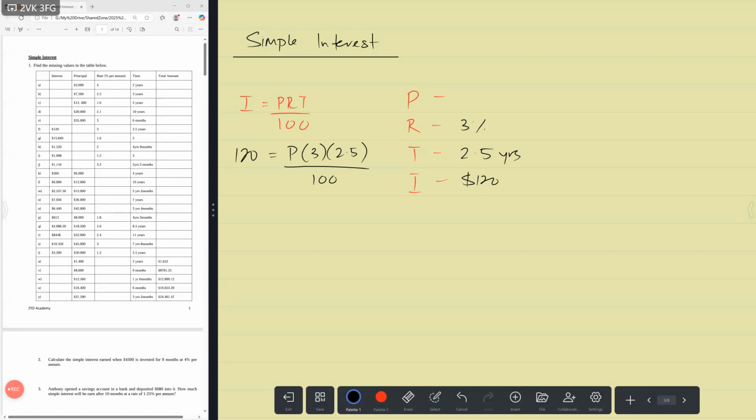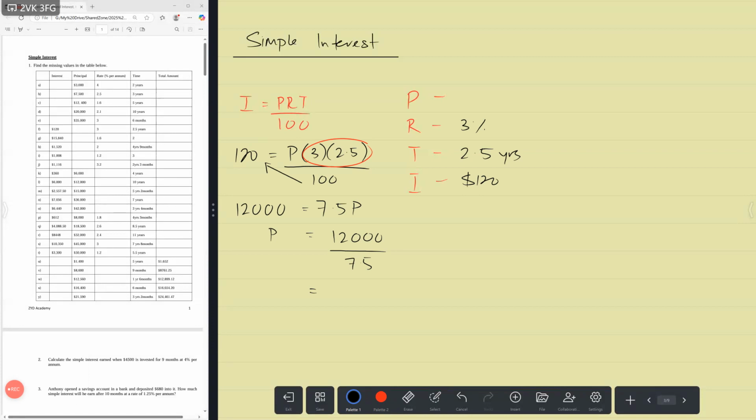So how to find P? I'm going to remove this fraction by cross multiplying 100 multiplied by 120. So I get 12000 equals, I'm going to simplify 3 times 2.5, so I will get 7.5P. So at this stage, you ask yourself, how do we get the P value? So P equals 12000 divided by 7.5. And of course, you will just use your calculator to get this value, correct?